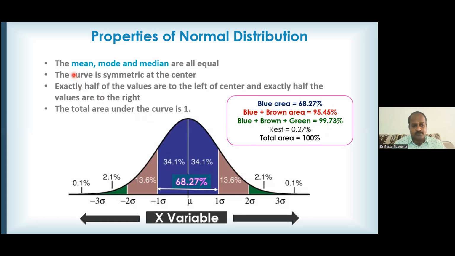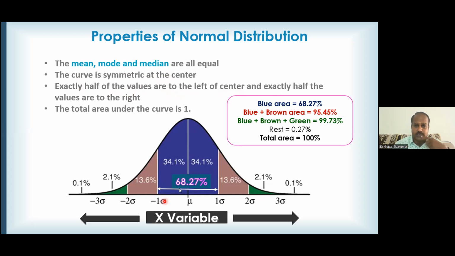The other properties of normal distribution are that the mean, mode, and median are all equal. If you calculate the mean, median, and mode, all of them will be equal or will be close to each other. If they are close to each other, it is approximately normal. If they are exactly equal, it is a perfect normal curve, right? The curve is symmetric at the center. Exactly half of the values are to the left of the center and exactly half of the values are to the right of the center.